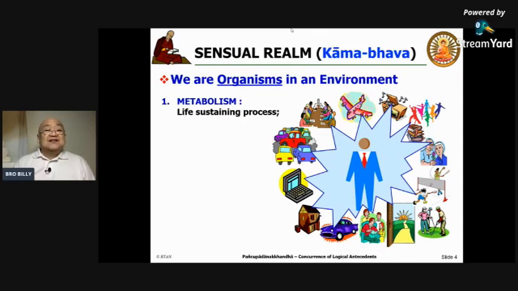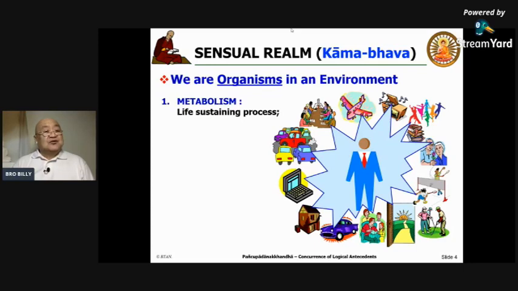The first process that is there to keep us alive is the process of metabolism. This is basically the process going on in every cell in the body that keeps the whole body alive. This is the life-sustaining process. When metabolism stops, then the body is dead. In other words, in a dead body, there is no metabolism. And the only way a body can be alive is that there is metabolism going on.